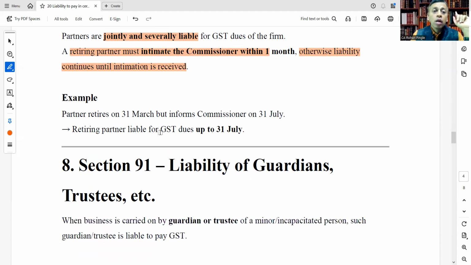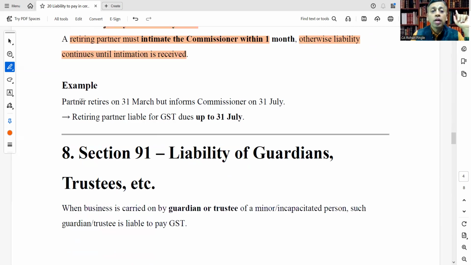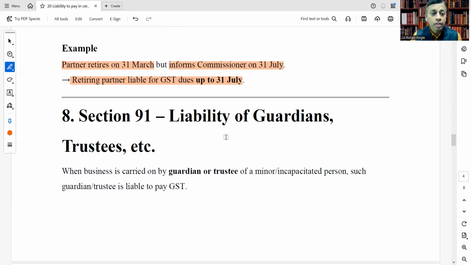Example, a partner retires on 31st March but informs the commissioner on 31st July. So the retiring partner is liable for GST dues up to 31st July. Between 31st March and 31st July, he will be held liable for the GST liabilities.